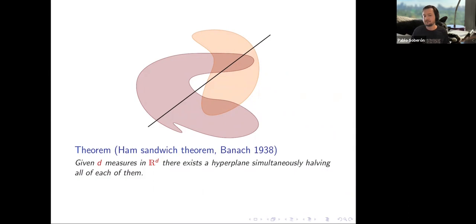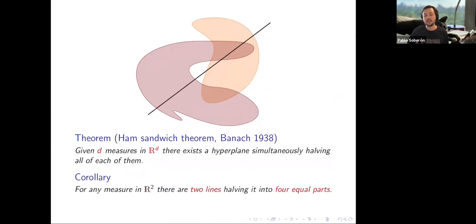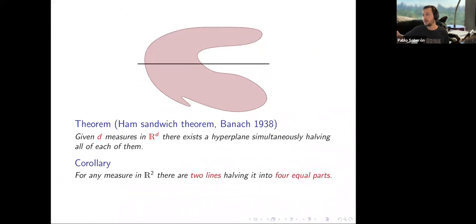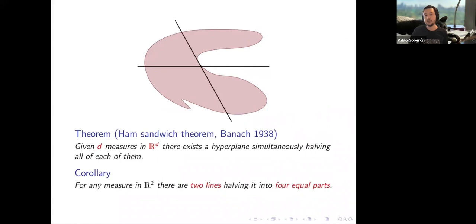So one nice corollary of this, at least in the plane, is that if I give you just one measure and I want to split it into four equal parts, then two lines are sufficient. The way to see this is to start with your measure, take a horizontal line that splits it by half, and then say that the top is the ham and the bottom is the bread, and then you just apply the Ham-Sandwich theorem. So you get one line that splits both the top and the bottom exactly by half, and you have this partition with two lines, okay?